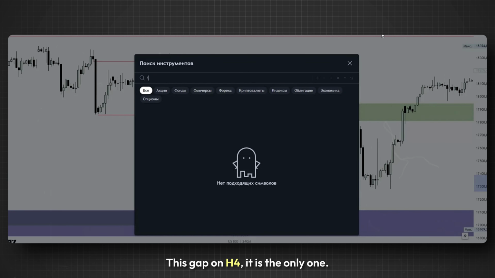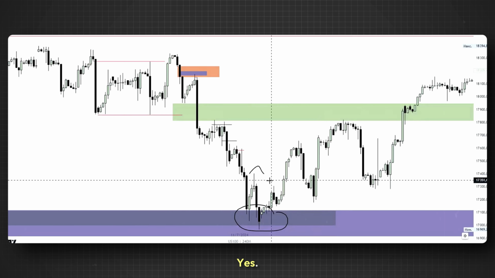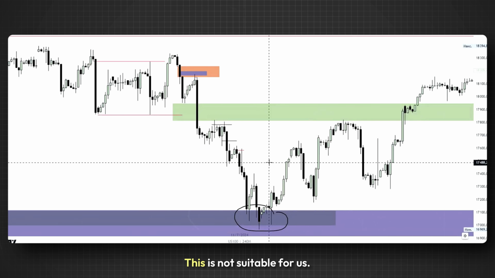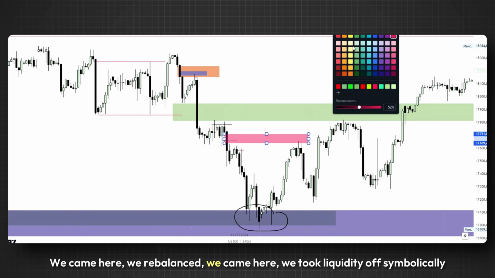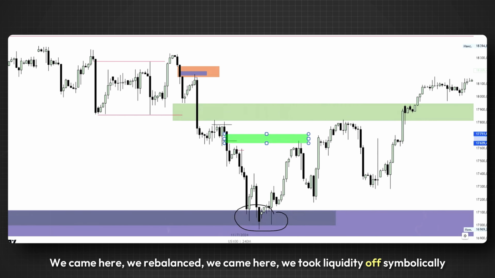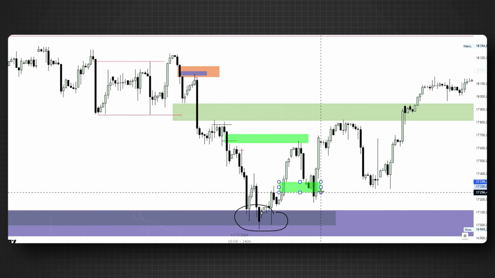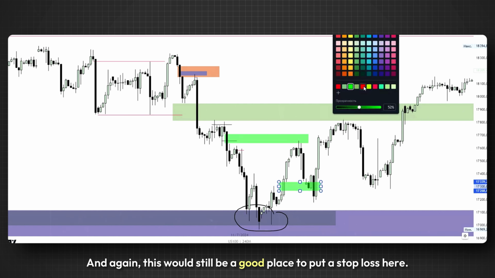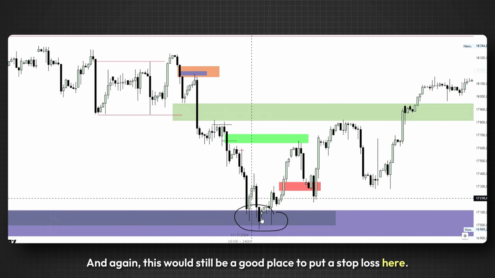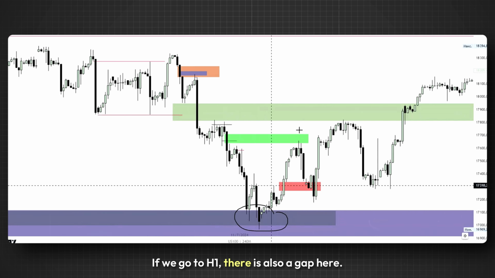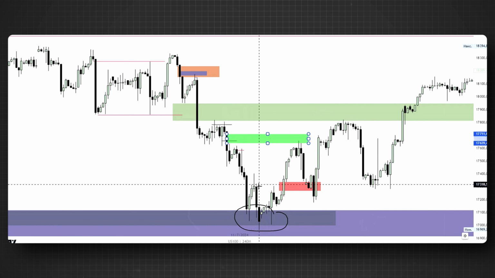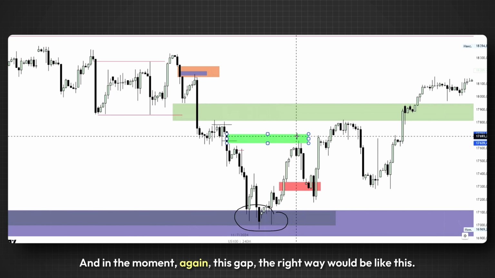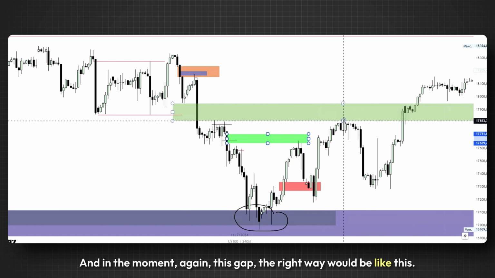This gap on H4, it is the only one. Yes, so there is nothing here. This is not suitable for us. We came here, we rebalanced. We came here, we took liquidity off, symbolically like this. And again, this would still be a good place to put a stop loss. Here, if we go to H1, there is also a gap here, very detailed. So let's draw it. And in the moment, again, this gap, the right way would be like this.